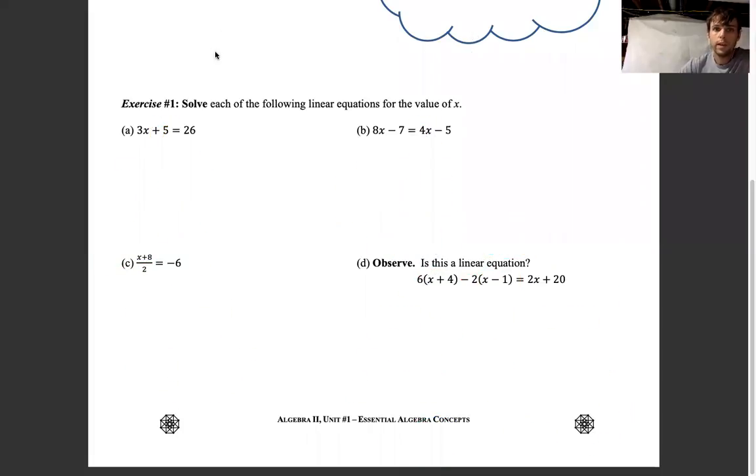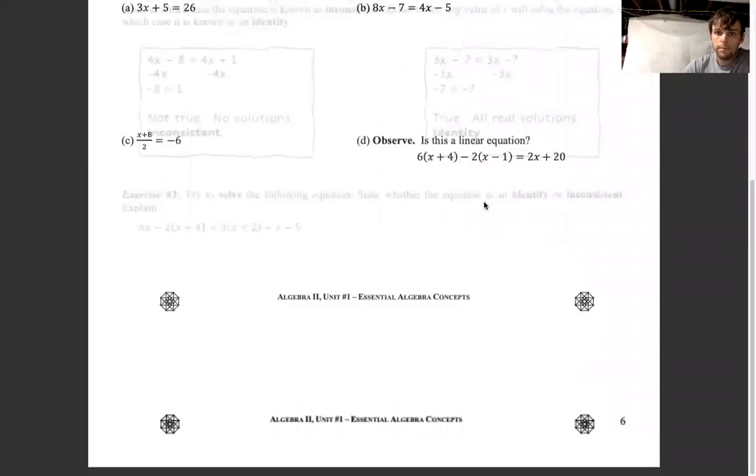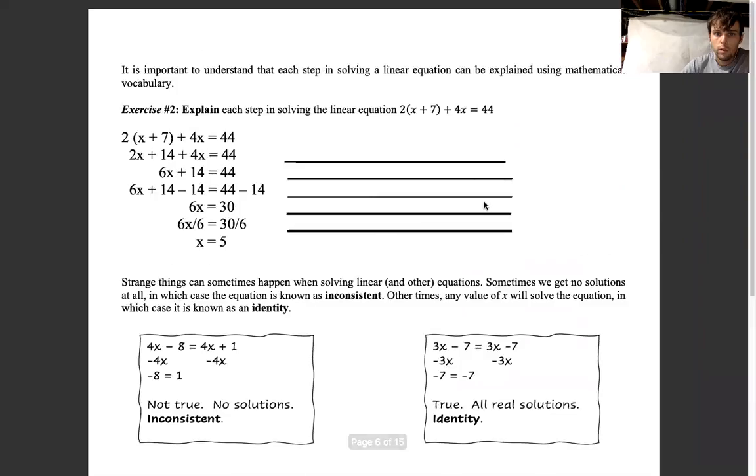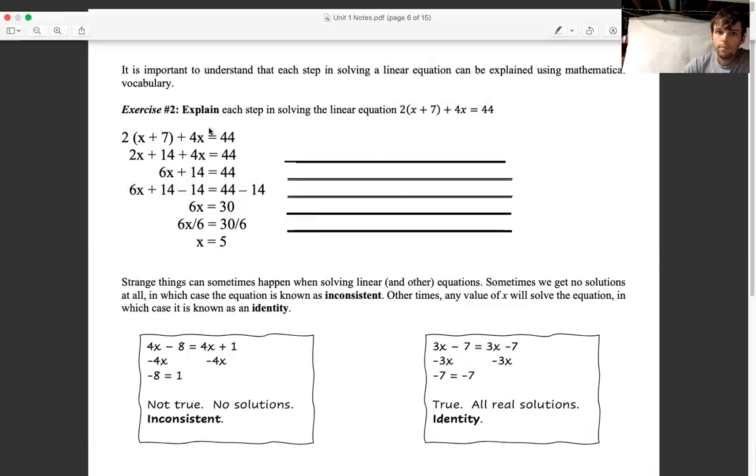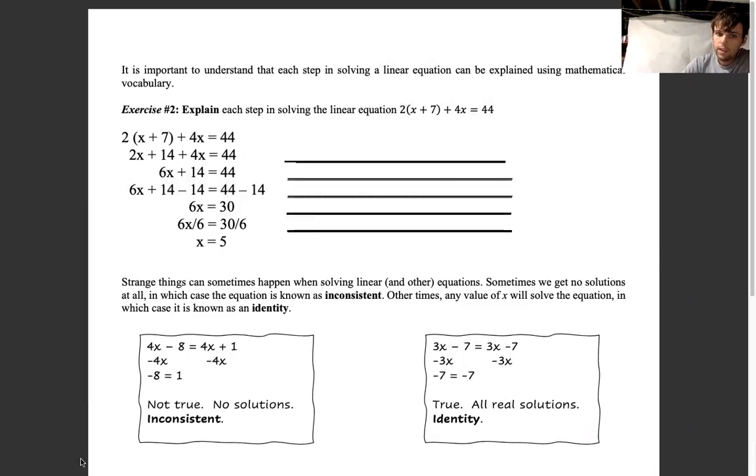All right, let's go ahead and move forward. Now, similar to what we were doing when we were simplifying expressions, we have some rules that allow us to perform the operations that we're doing.